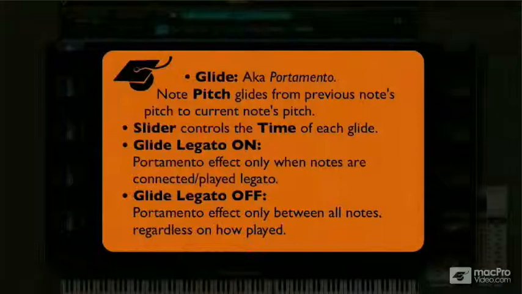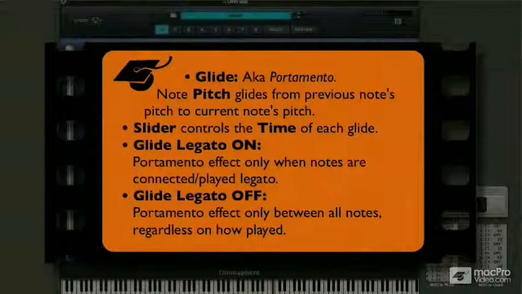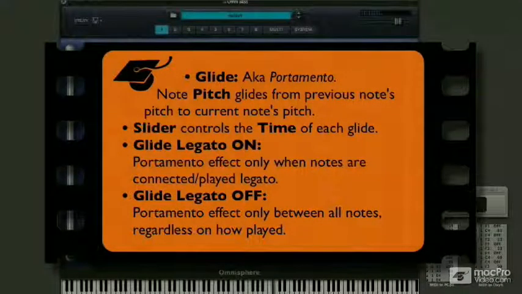Let's summarize. Glide, otherwise known as portamento, means that the note pitch glides from the previous note's pitch to the current note's pitch. The amount of time this takes is controlled by the time value slider. When glide legato is on, the portamento effect only occurs when your notes overlap. With glide legato turned off, the portamento effect always occurs.